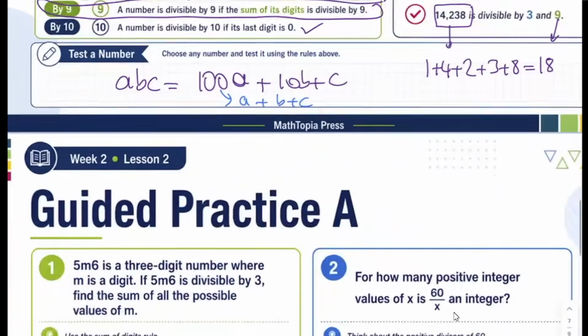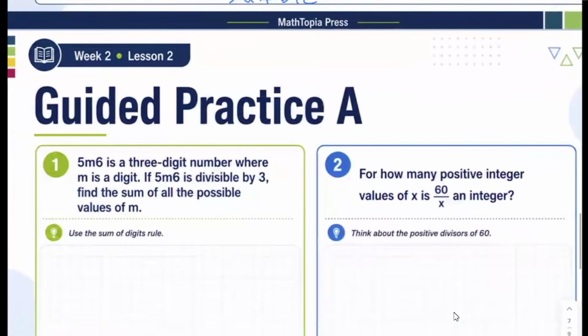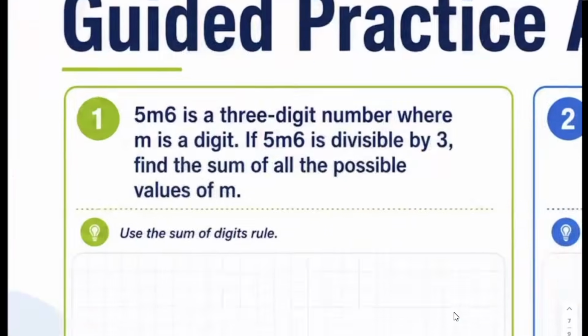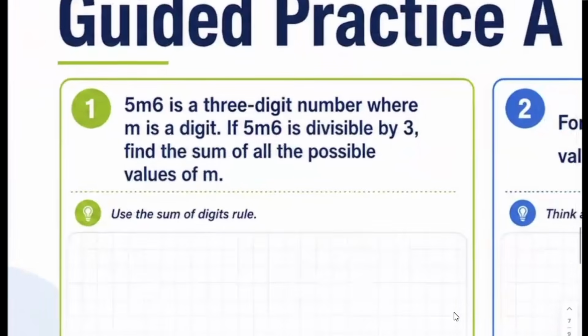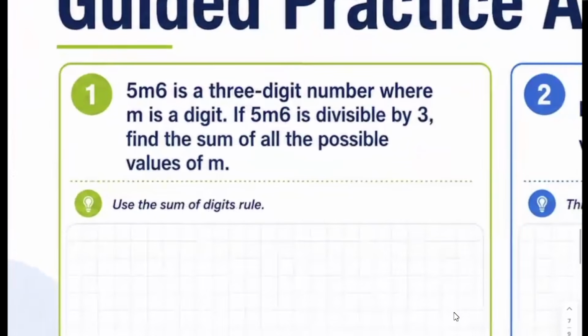Now we can look at a very interesting problem, or some of the selected problems from your book. This is one of your problems that we are going to do together. Jamal, could you read the problem, please? 5m6 is a 3-digit number where m is a digit. If 5m6 is divisible by 3, find the sum of all the possible values of m.